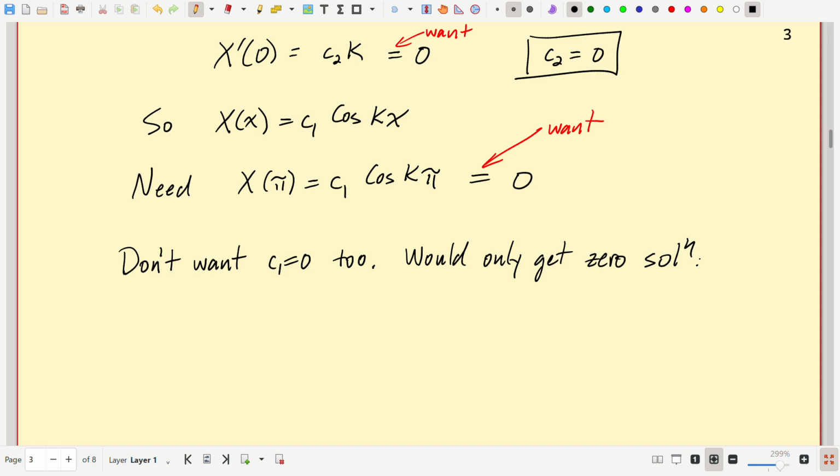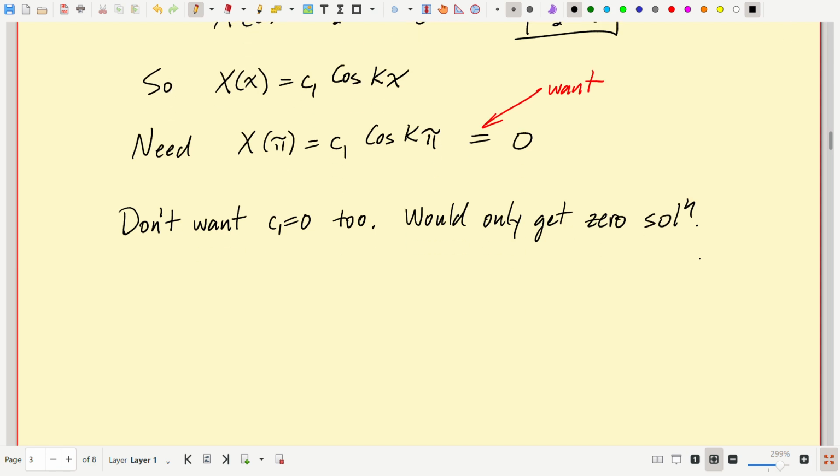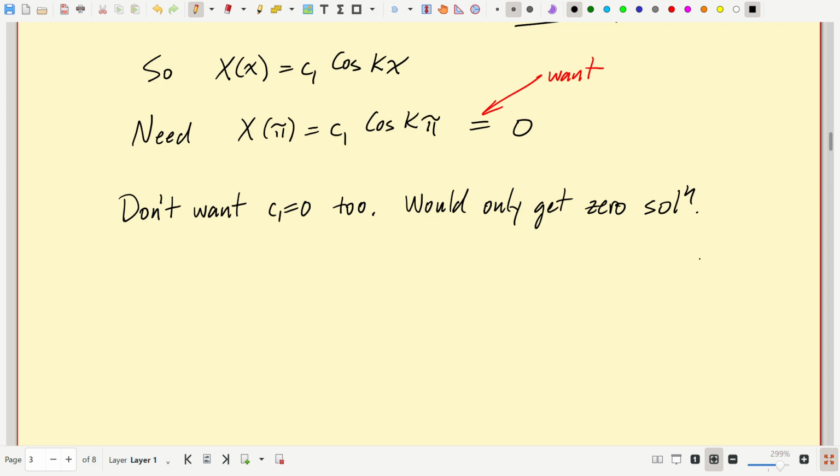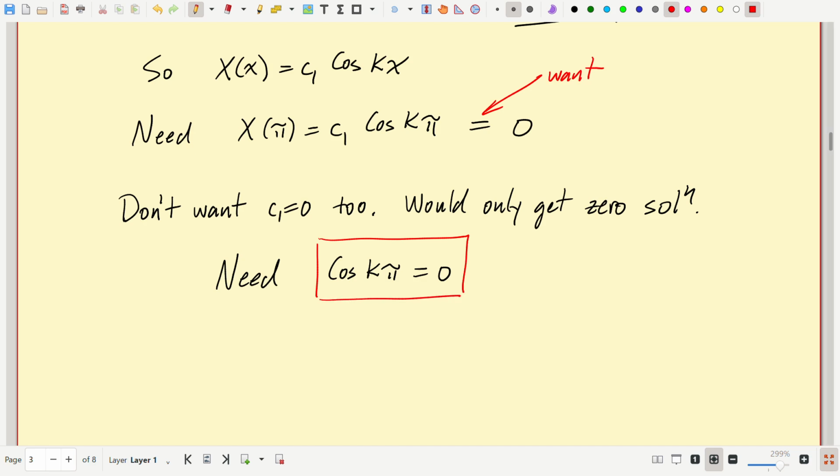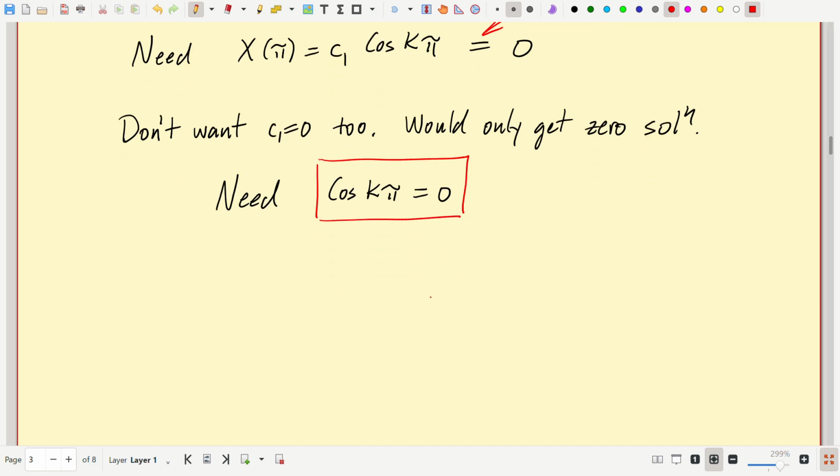Well, thankfully, cosine wiggles. And it's going to be possible to make cosine wiggle just right so that cosine k pi is 0. So that's the key. So this is going to be a little different than other times we've done this. We need cosine k pi equals 0. And the graph of cosine, everybody knows well.